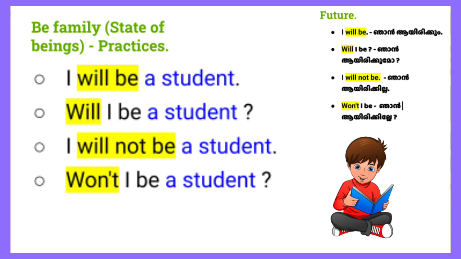So my dear students, the first sentence, I will be a student, is focusing on the future, right? So we change the sentence into a question. Will I be a student? Then we make it a negative form. I will not be a student. That's the negative question form. Won't I be a student? Won't I be means will not I be. So I hope you understood. So the normal sentence, the question form, then the negative form, and the negative question form.